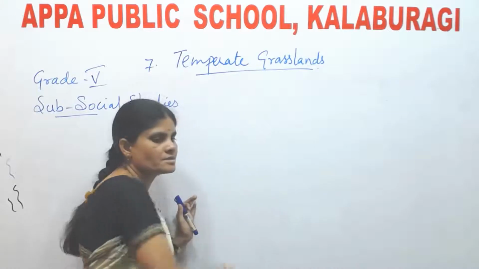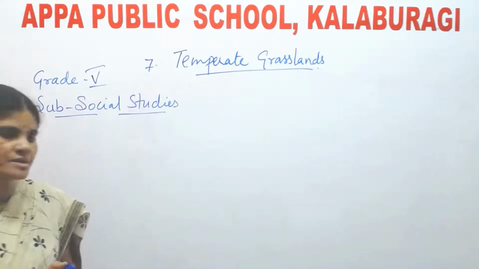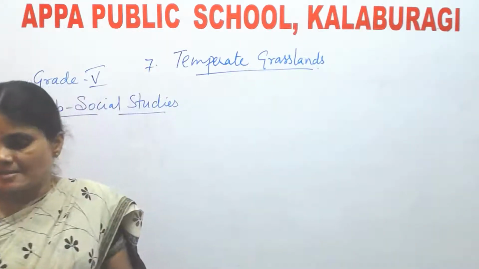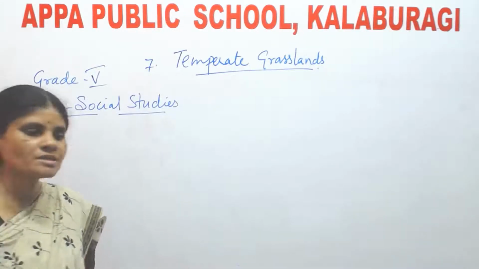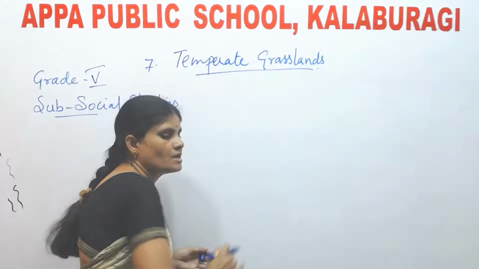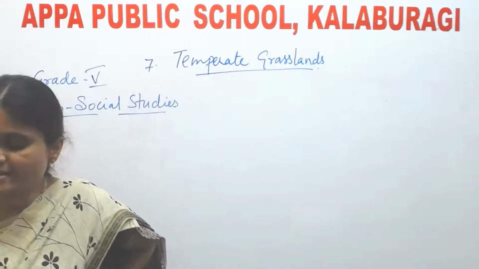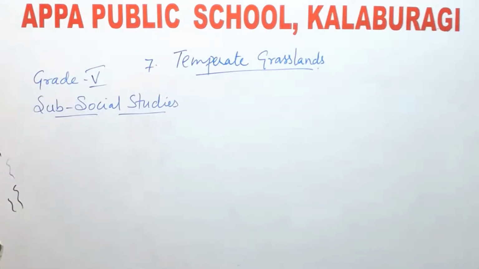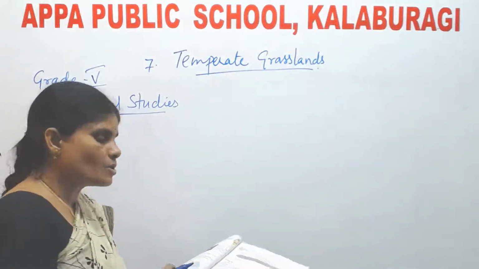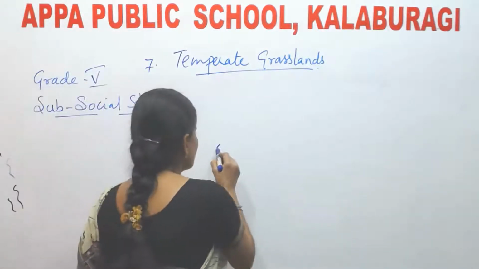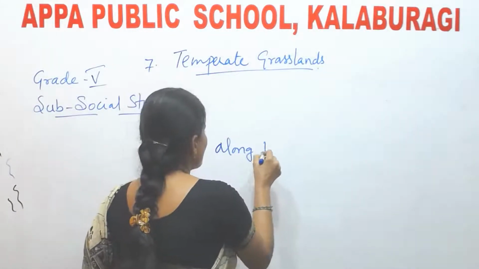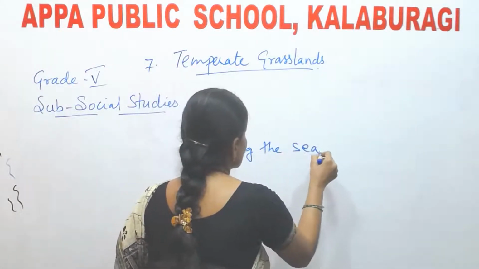How are the grasslands in the southern hemisphere? The grasslands in the southern hemisphere are located along the sea coast. Where are the grasslands located in the southern hemisphere? They are located along the sea coast.